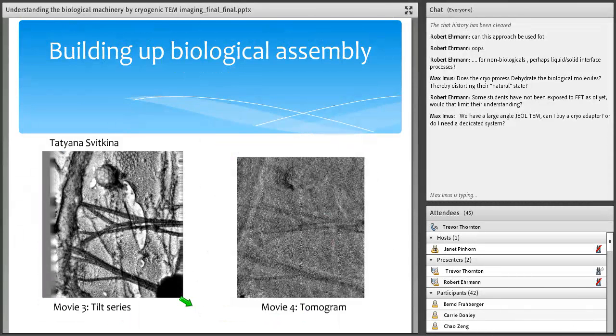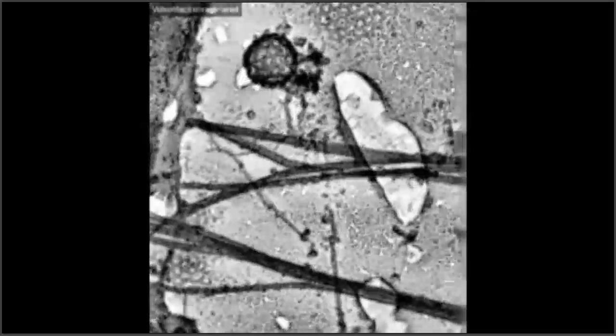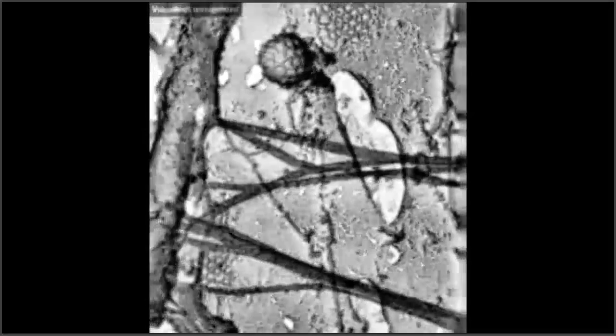Building up the biological assembly is going to require us to image more than just single molecules. So I want Trevor to play movie 3 for us. These are some older tomograms that I did with an amazing biologist at the University of Pennsylvania, Tatiana Svitkina. She does work that I consider more art than anything, because what she's done here is crack open a cell and preserve the materials that she's interested in within that cell.